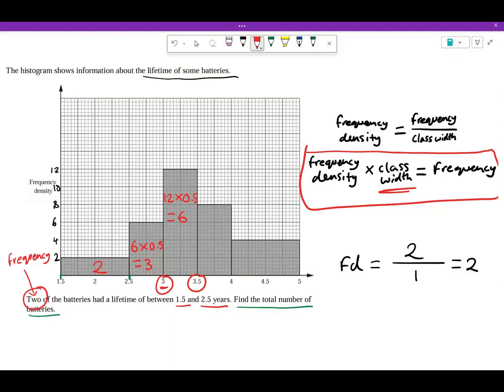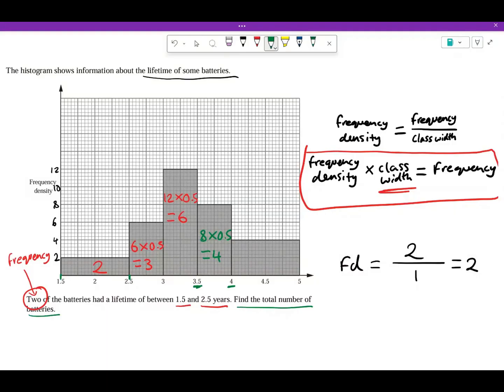And that gives me an answer of 6. So that's my next frequency. Now let's consider my next bar. The height of my next bar here would be 8. That is going to be my frequency density, and we're going to multiply by our class width, which is the difference between 3.5 and 4. So that is 0.5, which gives me an answer of 4.